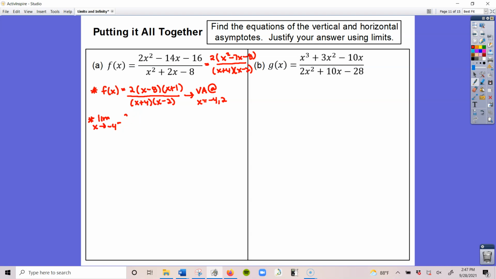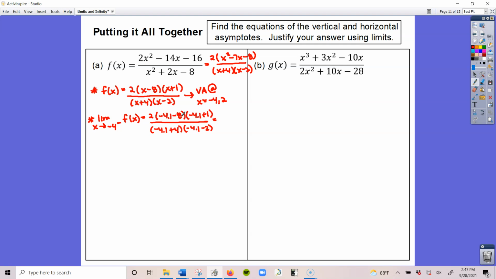Either from the left or from the right is up to you. So if I'm doing from the left, I'm going to plug in a number slightly to the left of negative 4. So I'm going to use negative 4.1. So this would be 2 times negative 4.1 minus 8 times negative 4.1 plus 1 over negative 4.1 plus 4 times negative 4.1 minus 2. And now we're just going to note the signs.